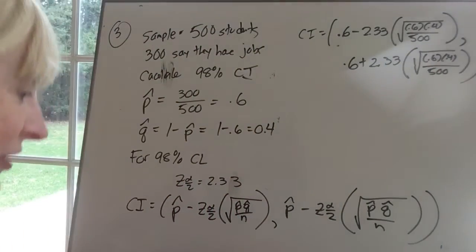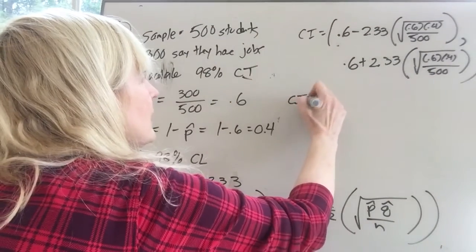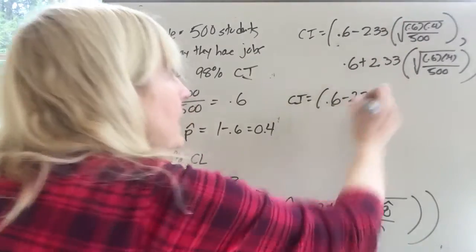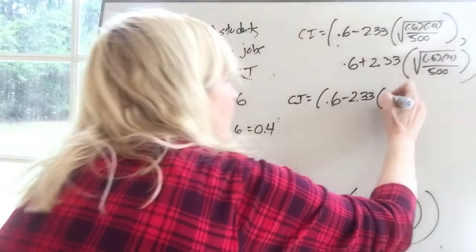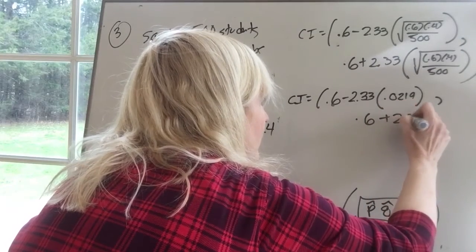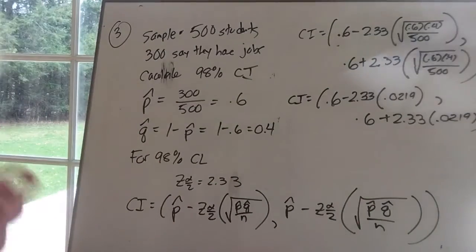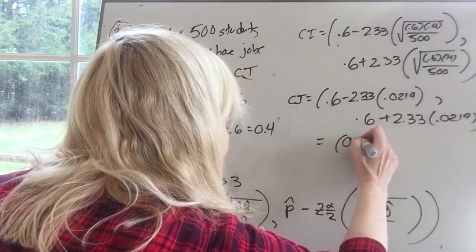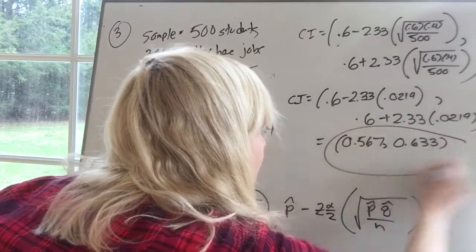Okay, so you got to take out your calculator and do some work. Okay, so what I got is 0.6 minus 2.33 for that thing in the square root sign. I got 0.0219. Plus 2.33. And so now you got to take your calculator out, do that, subtract, add. So I got 0.567, comma, 0.633. That's it.